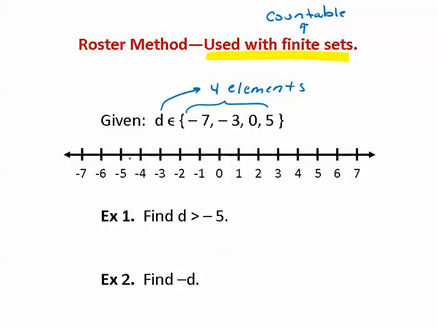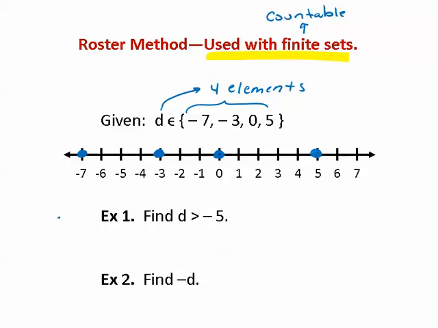So if we wanted to graph this set here, we could. D could be -7. It could be -3, it could be 0, and it could be 5. So D is one of these 4 elements.